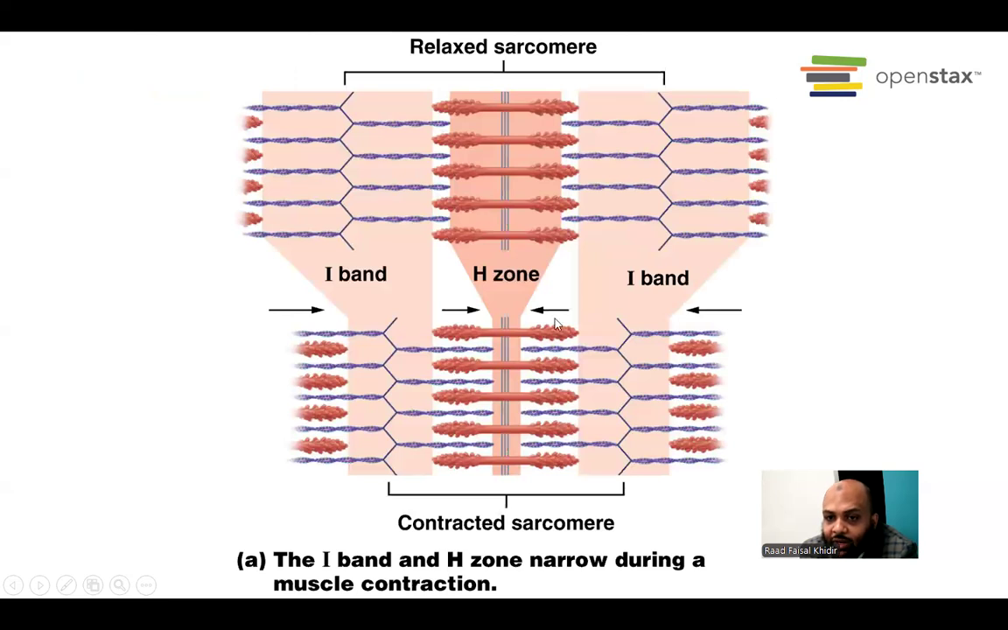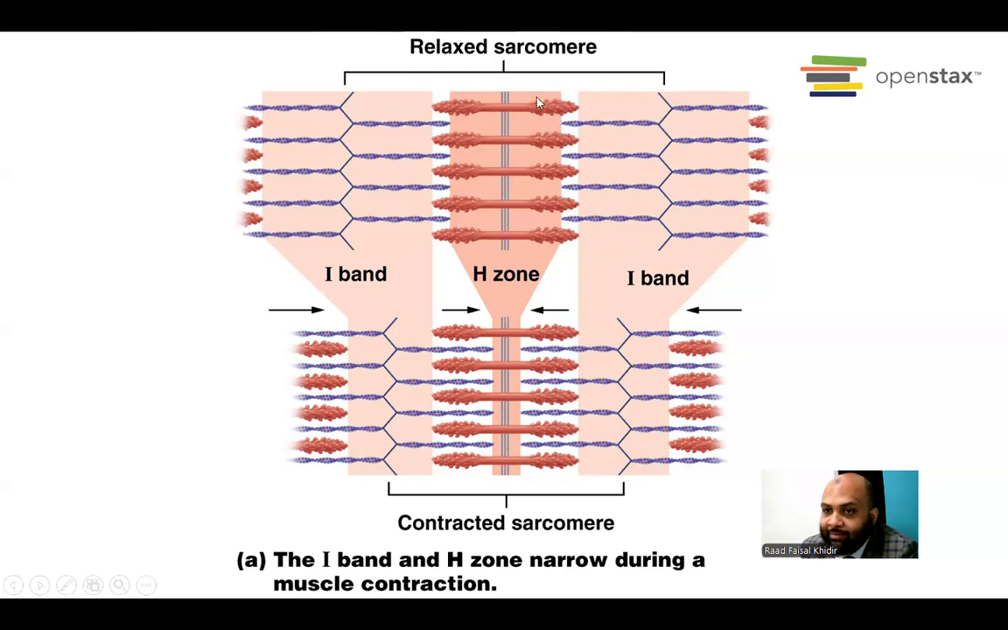Now, let's look here. When the contraction happens, you see, that is a relaxed sarcomere. We know that our sarcomere is always from a Z line to a Z line. Do you guys see the Z line and the next Z line? So the relaxed sarcomere is made up of two Z lines, and the Z lines are going to contract. And now you see what happens?